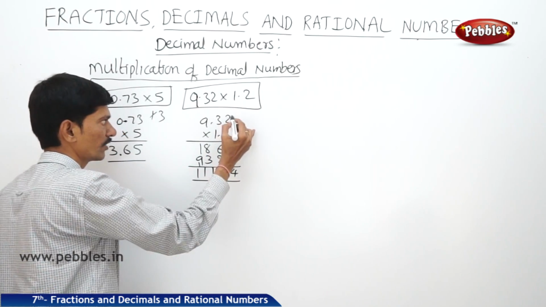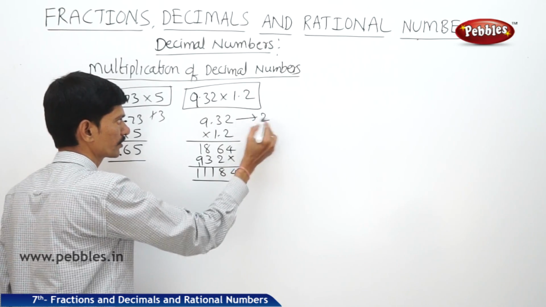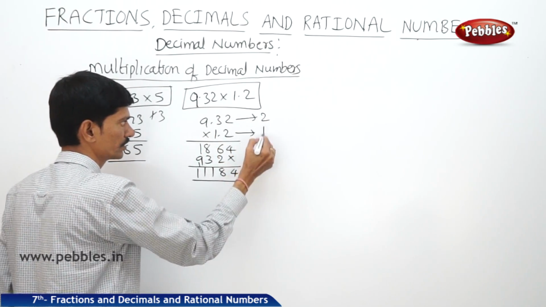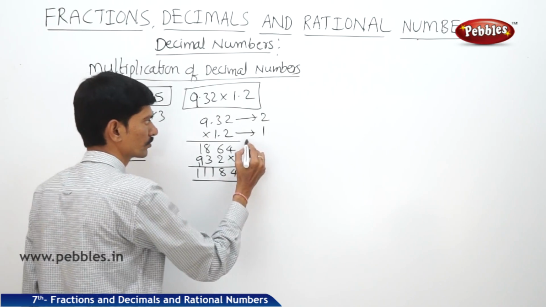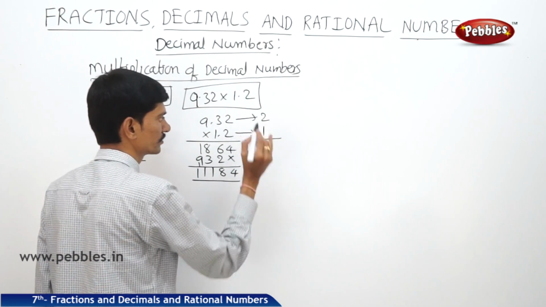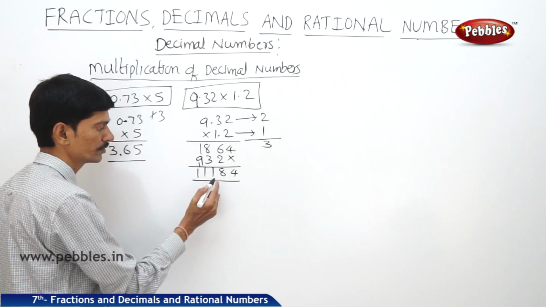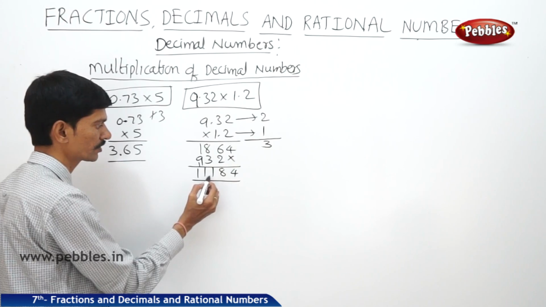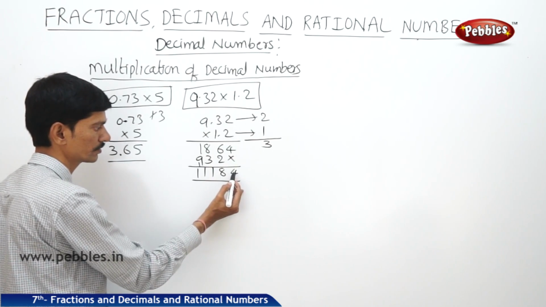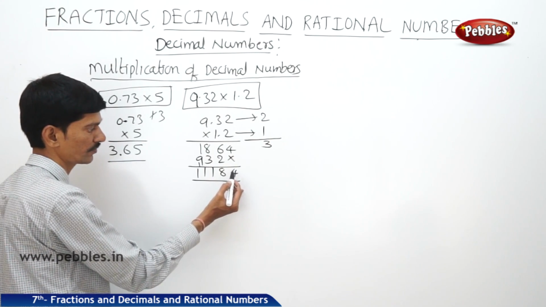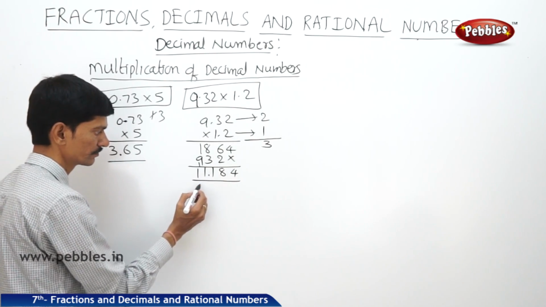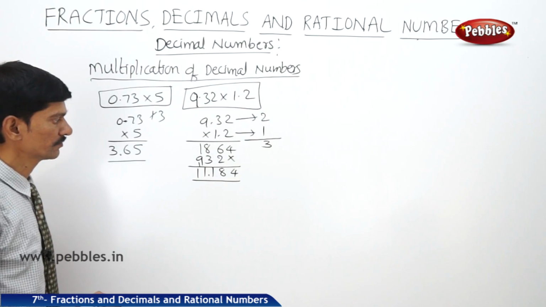Then in the multiplicand there are two digits after the decimal point. In the multiplier there is only one digit after the decimal point. So overall there will be three digits. Now in the product we should place the decimal point such that there will be three digits after the decimal point. So before three digits we should place the decimal point: 1, 2, 3. So the product is 11.184.